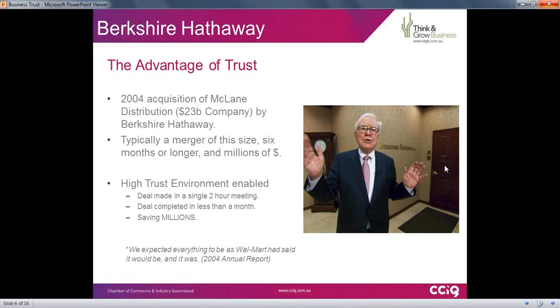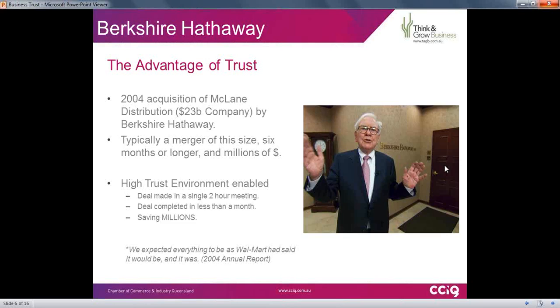Now, that story is part of Stephen M.R. Covey's book called The Speed of Trust. And it can also be verified in the 2004 annual report for Berkshire Hathaway, where Warren Buffett talked about it. He said, "We expected everything to be as Walmart had said it would be, and it was."